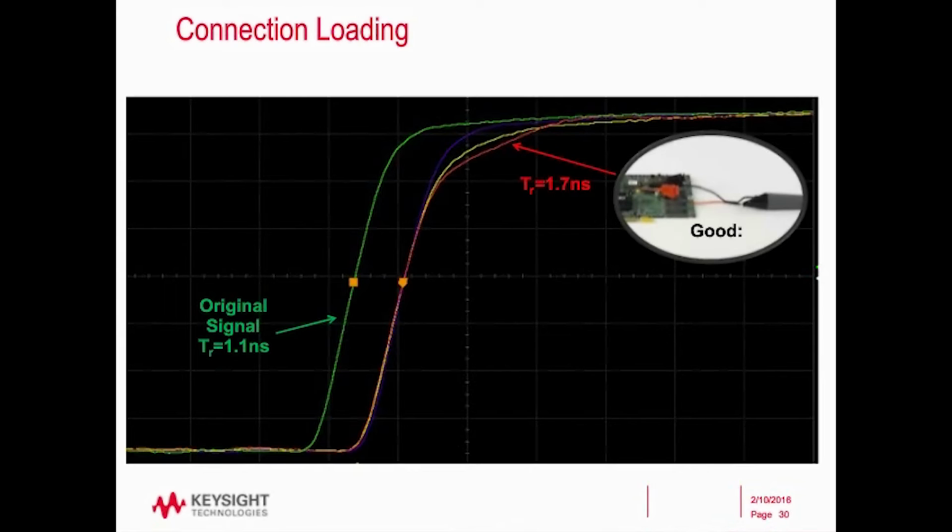Again, these traces are the actual signal on the target. This isn't the signal that the probe is showing. This is the signal on the target. So it's changing the behavior of the target.